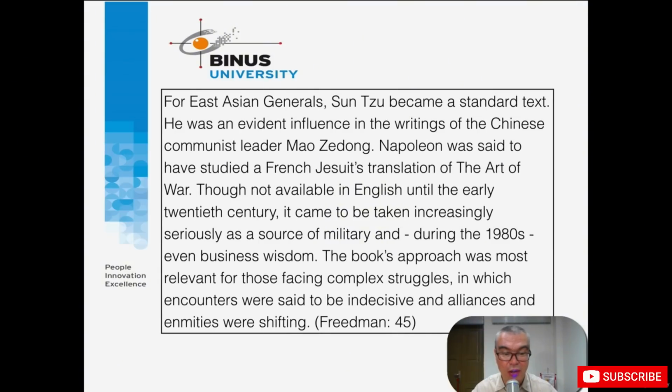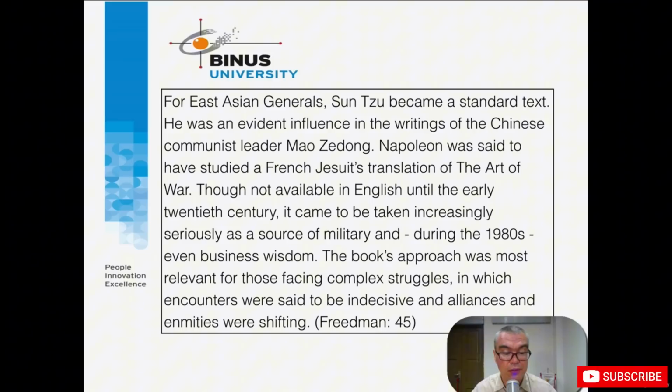So this is slightly longer. For East Asian generals, Sun Tzu became a standard text. He was an evident influence in the writings of the Chinese communist leader Mao Zedong. Napoleon was said to have studied a French Jesuit's translation of The Art of War. Though not available in English until the early 20th century, it came to be taken increasingly seriously as a source of military and, during the 1980s, even business wisdom.